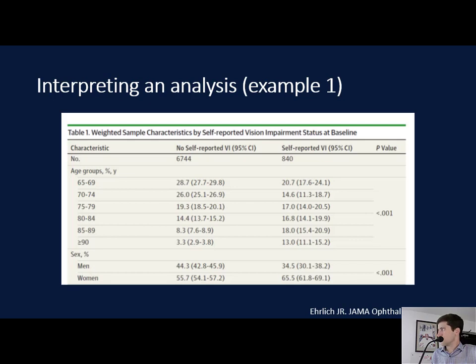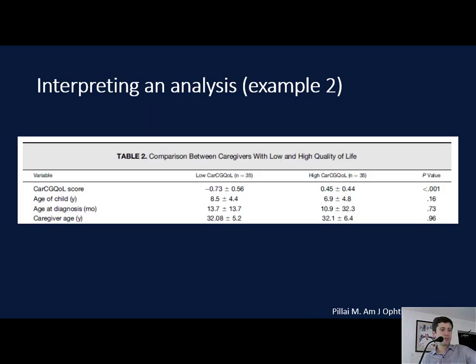And as we get down here, the difference is in the other direction. And we tested it, and that was significant. Similar pattern when it came to men and women. So this is the study on caregiver quality of life in primary congenital glaucoma from here in India.